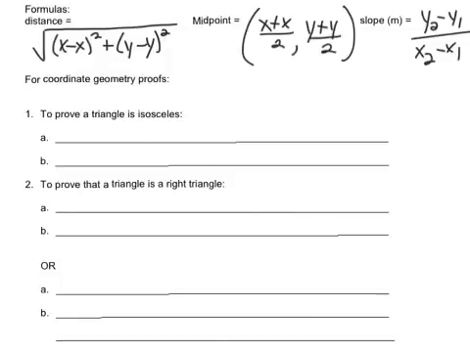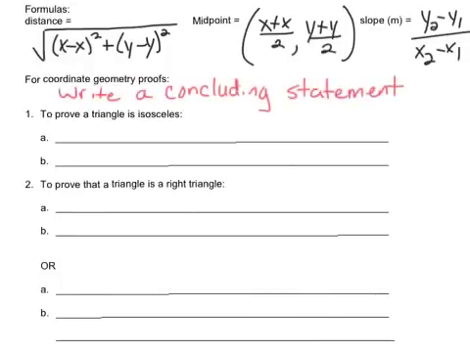For coordinate geometry proofs, one of the biggest things you have to remember is you have to write a concluding statement. So once you show all your work for your calculations, you have to have a final statement saying, the distances are the same, therefore the triangle is isosceles, and so on. If you don't have this concluding statement, you will lose points on the regents, and that's a silly thing to lose points for, so make sure you do that.